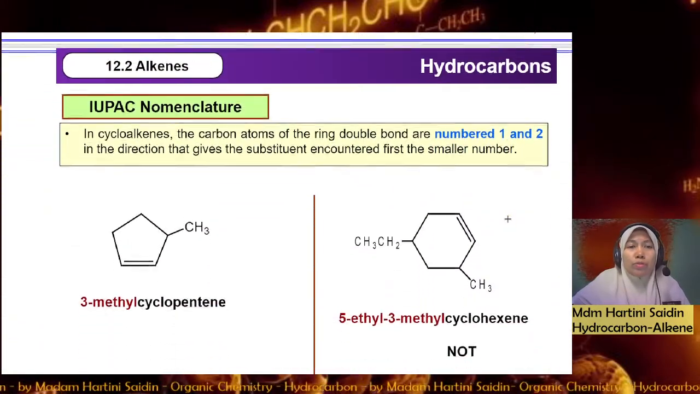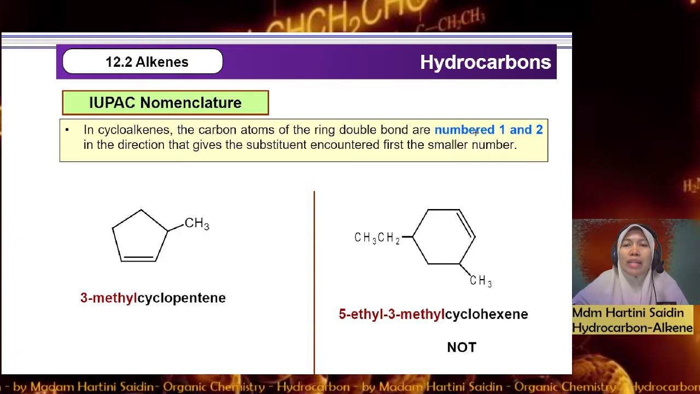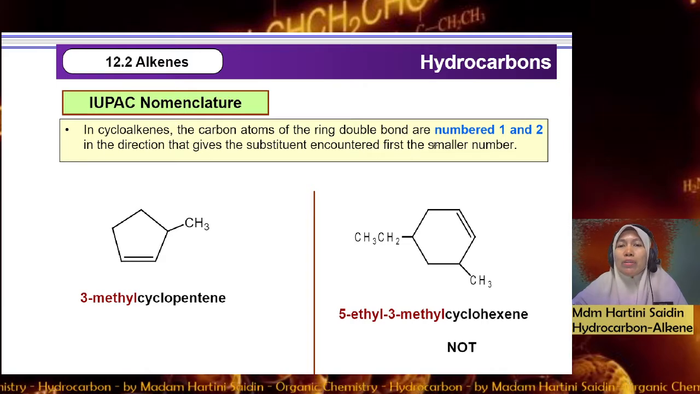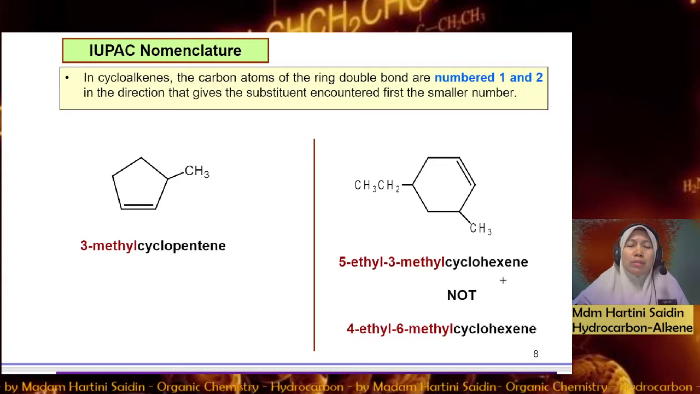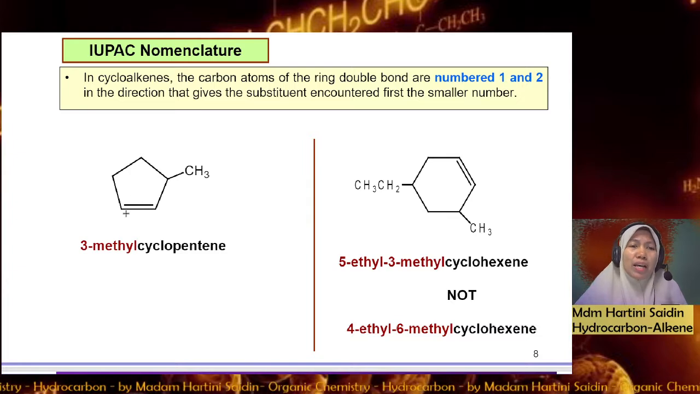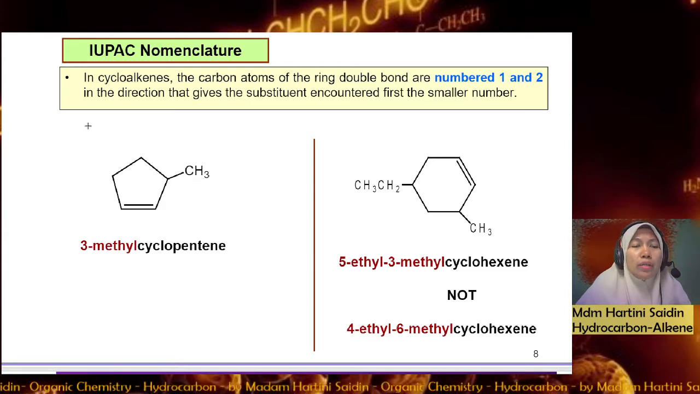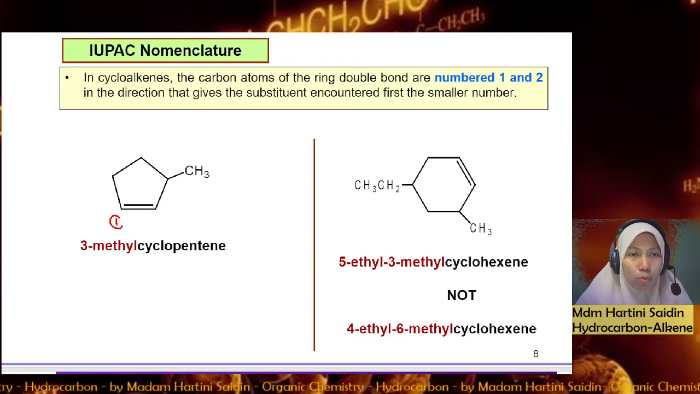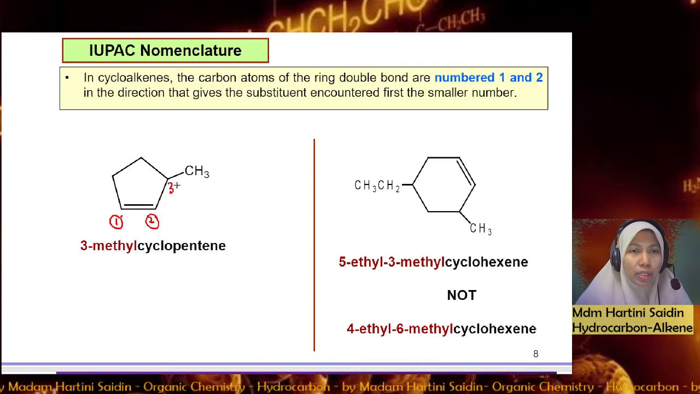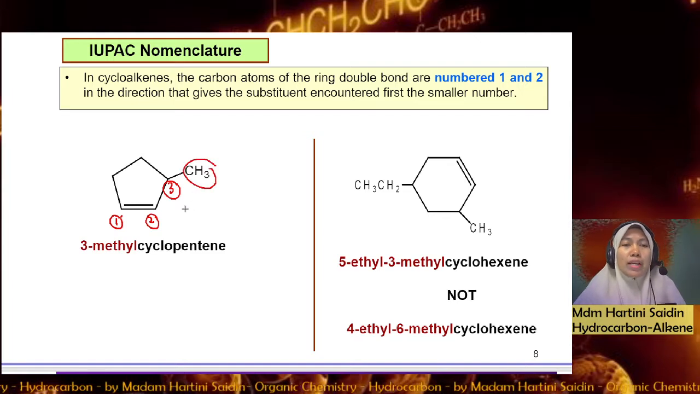Okay, next we go to the IUPAC nomenclature in cycloalkenes. So in cycloalkene, the carbon atoms of the ring double bond are numbered 1 and 2 in the direction that gives the substituent encountered first the smaller number. That means, kalau dia ada carbon-carbon double bond, memang kita akan bilang dia sebagai carbon 1 dan 2 pada carbon-carbon double bond itu. So here, if you start counting here 1, 2, and 3, so the position of the substituent group, which is methyl, is at carbon number 3.